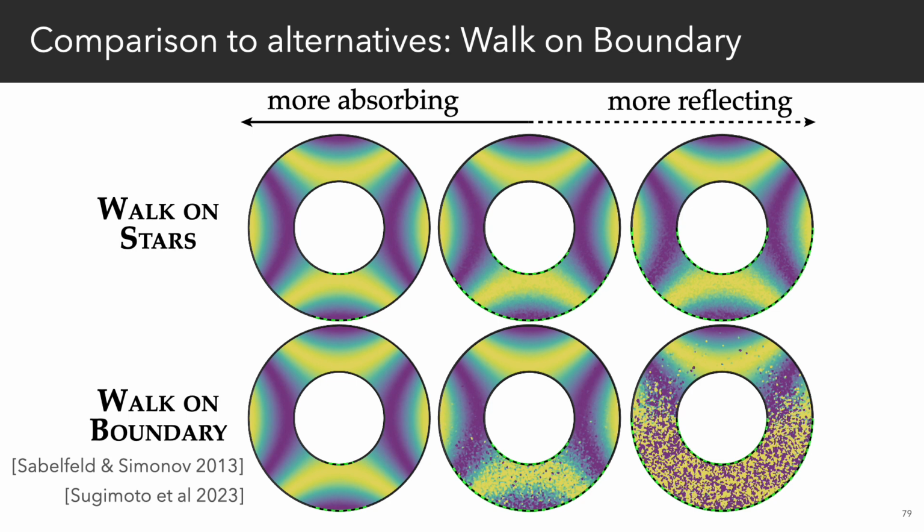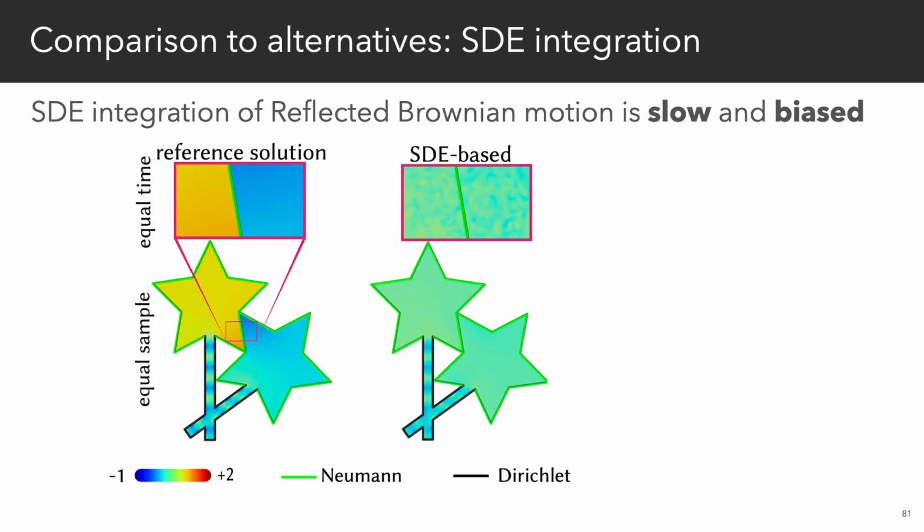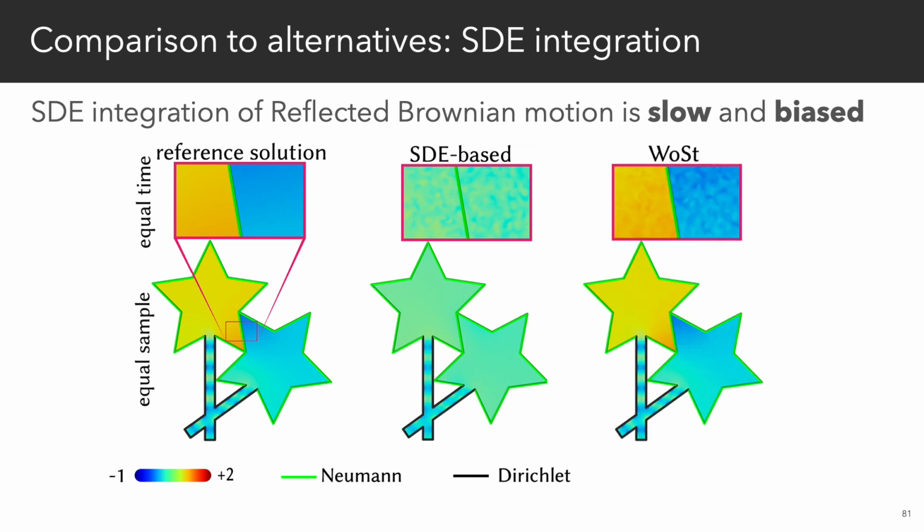Compared to other Monte Carlo algorithms like the walk-on boundary method, we find that walk-on stars does much better both in terms of variance and bias as we have more and more reflecting boundaries. One could also try to simulate Brownian motion using standard SDE integration schemes, but this actually tends to produce extremely biased results and is also very slow even in domains with relatively simple geometry because of small step sizes. In comparison, walk-on stars takes large steps and introduces negligible bias.